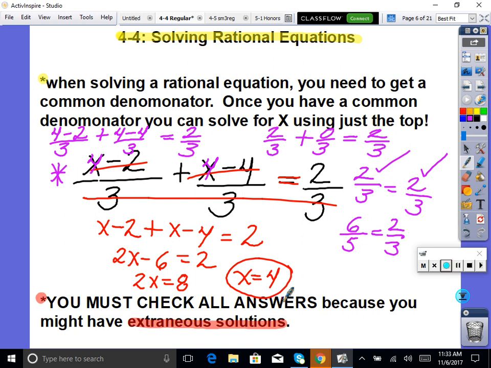So it did work. It's not extraneous. But let's pretend we checked it and it didn't work. We would throw it out. It's an extraneous solution. So in this one, let's pretend it didn't work. What I would literally do is then cross it out and say, okay, there's no solution since that was our only solution and it was extraneous.